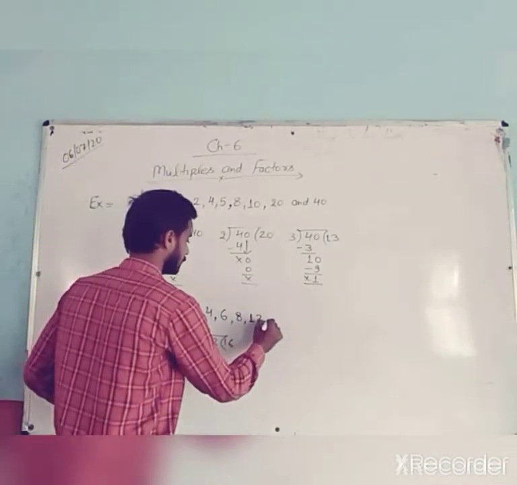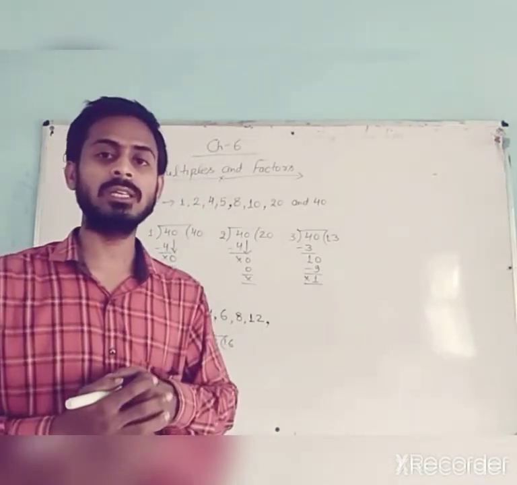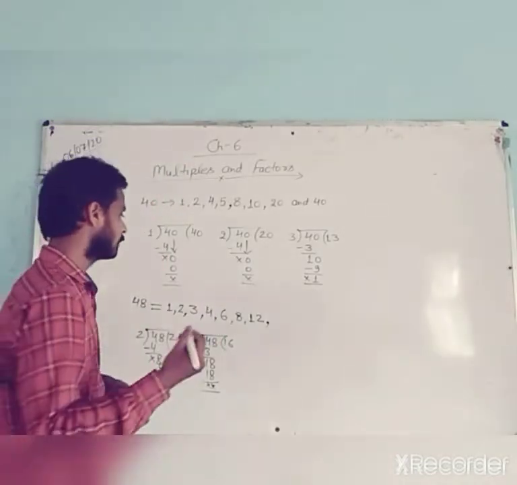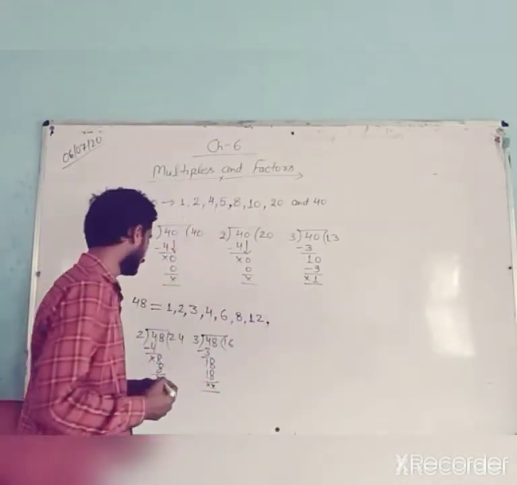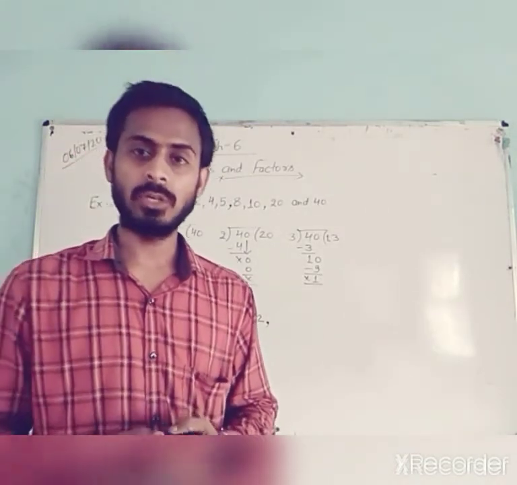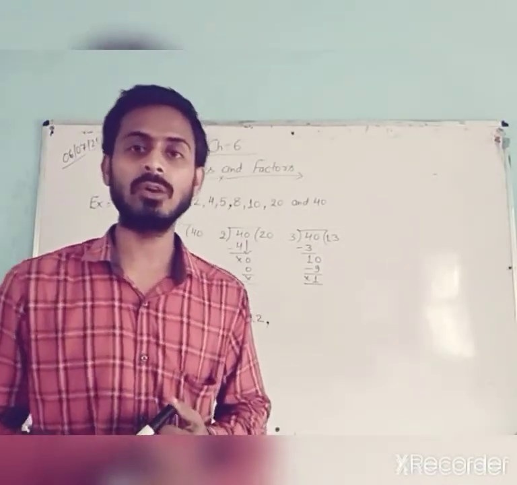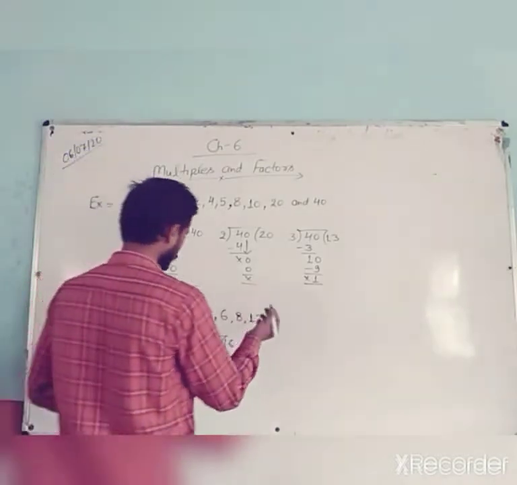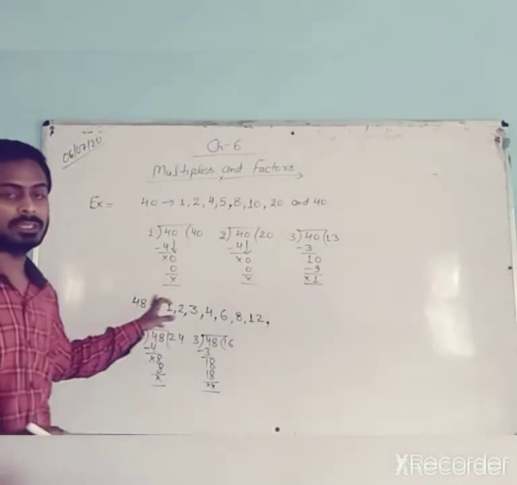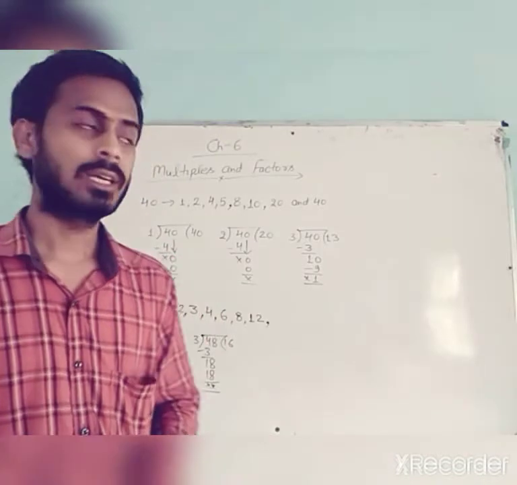Now next, 13. 13 is not a factor of 48 because 13 3s are 39 and 13 4s are 52. That is why 13 is also not a factor of 48. Now try 14. 14 3s are 42 and 14 4s are 56. Again, 14 is also not a factor of 48. Then 15. Divide 48 by 15. 15 3s are 45. Similarly, 15 is also not a factor of 48.